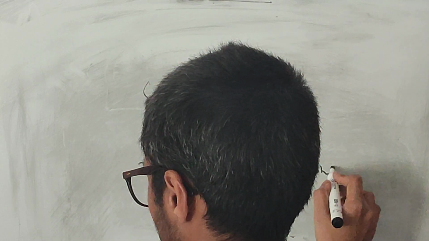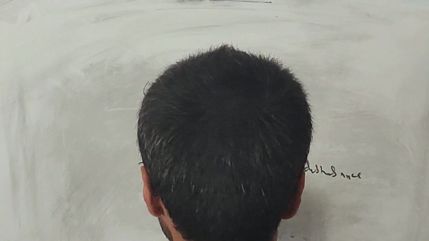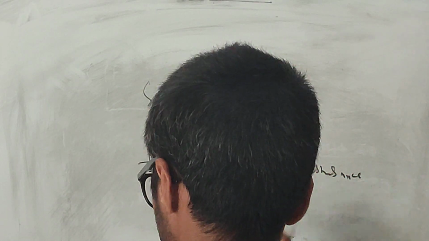And other complaints like fatigue, sphincter disturbance, and weight loss can also be there. So we talked about the clinical features of Parkinson's disease.